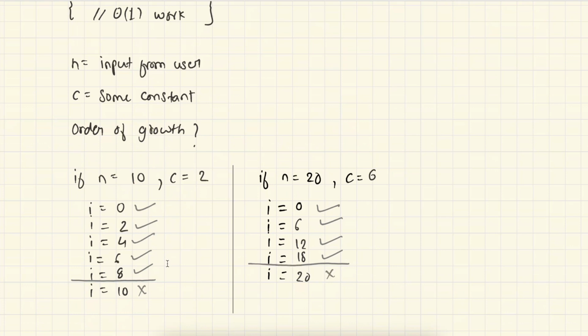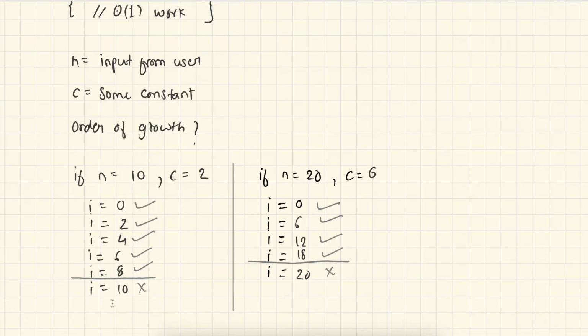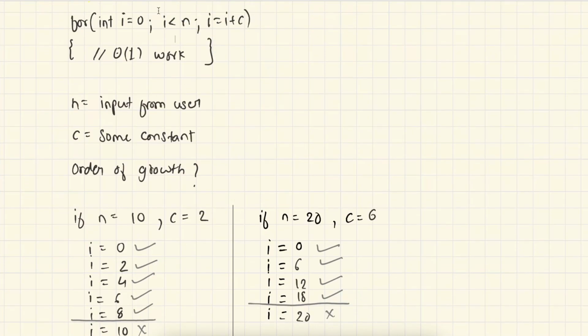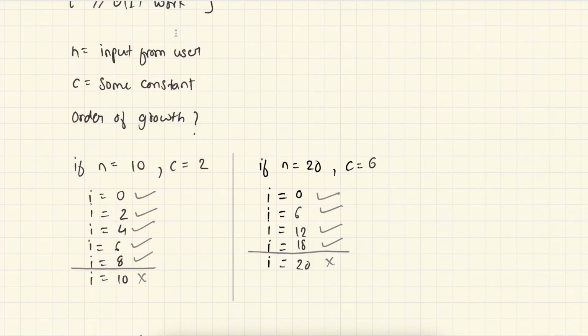So this loop is going to run till i equals 8. As soon as i becomes 10, the loop stops, because when i becomes 10, we are checking if i is less than n. 10 less than n is false. So at this point the execution stops.